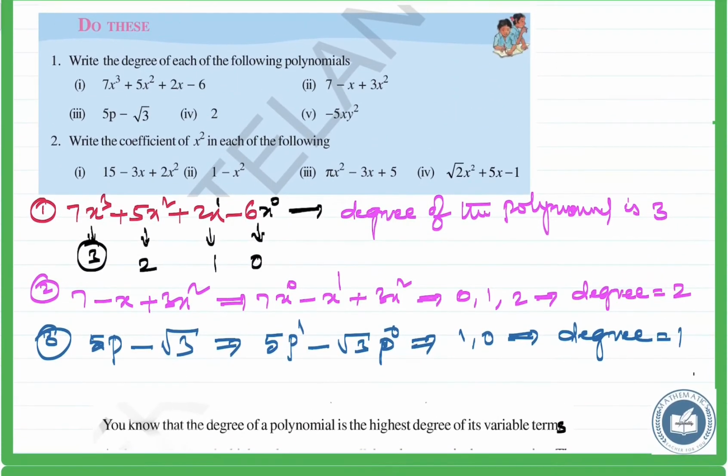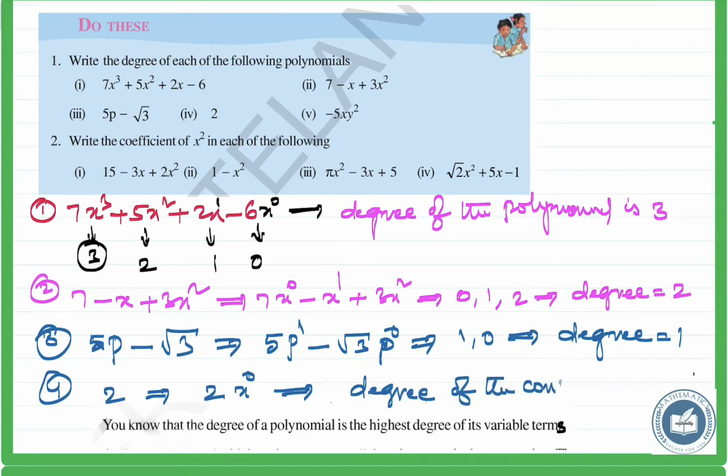Next, the fourth one, 2 is given. We can write 2x to the power of 0. Its degree is 0 only. So the degree of a constant polynomial is equal to 0.